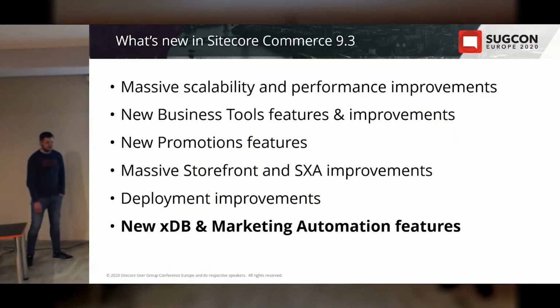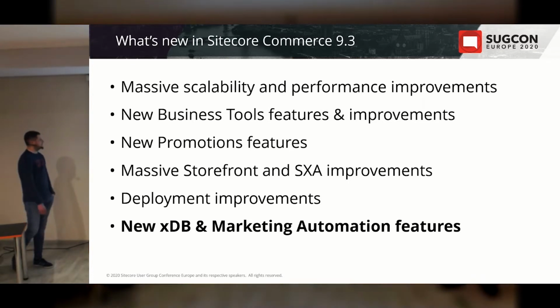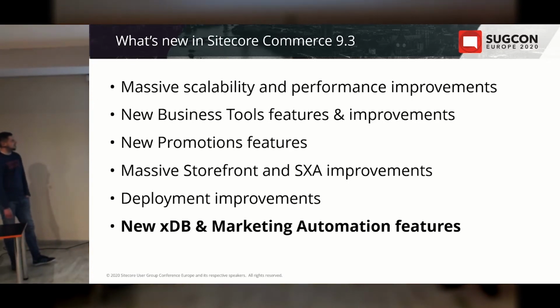Sitecore released a new version with a lot of improvements, a bunch of scalability and performance improvements, and new features for the business tools, with the possibility to change orders and promotions. With the new promotions feature, we can now set the end date for a promotion. Before, it was not possible. There are also massive storefront and SXA improvements, basically deployment improvements. Now we're able to uninstall Sitecore Commerce after the installation, so it's also a good advantage.